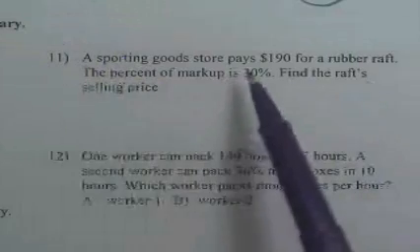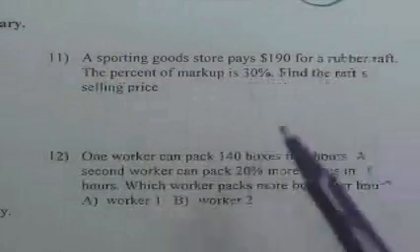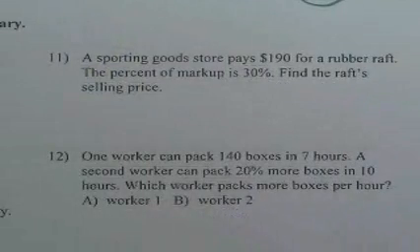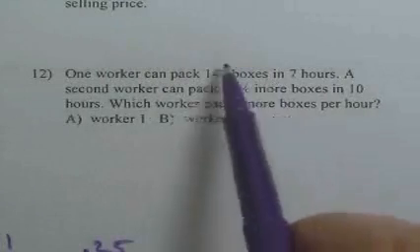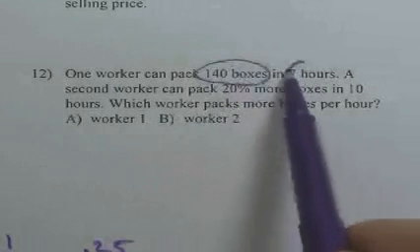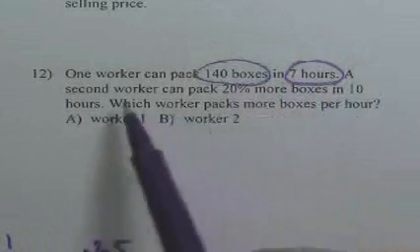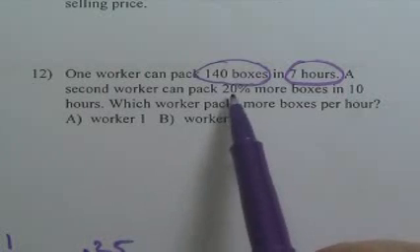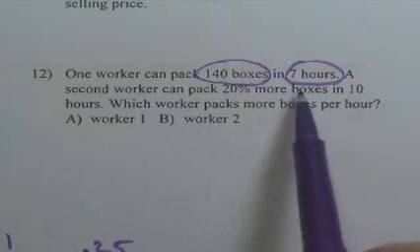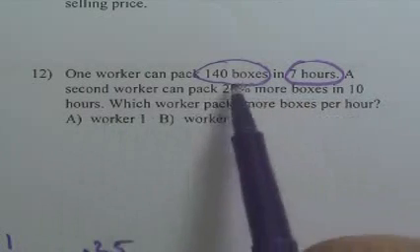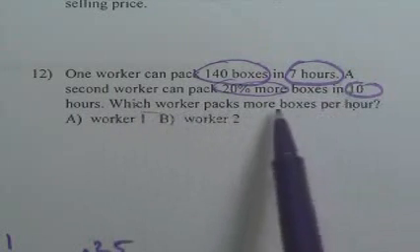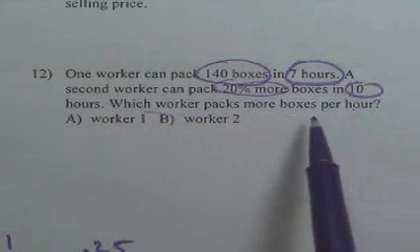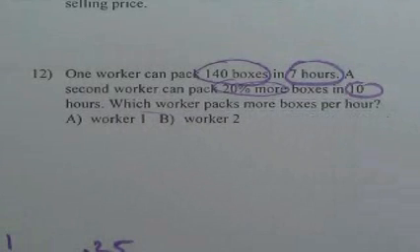Okay, I'm going to skip number 11. You can do that one. I'll do one like it on the back. Number 12. It says one worker can pack 140 boxes in 7 hours. A second worker can do 20% more boxes in 10 hours. So 20% more in 10 hours. Which worker packs more boxes per hour?